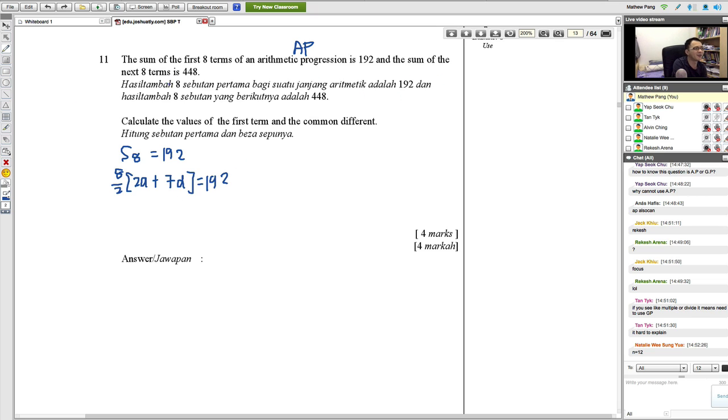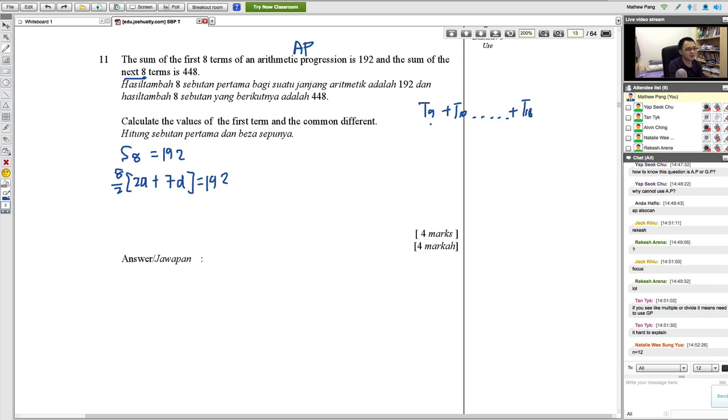And then the sum of the next 8 terms is 448. Okay, this is the tricky part. What's the meaning of next 8 terms? That means I will start from t9, and then I will plus t10, I will plus until t16. Okay, this is what the question is trying to mean by sum of the next 8 terms. You just imagine 9 to 16 is 8 terms.